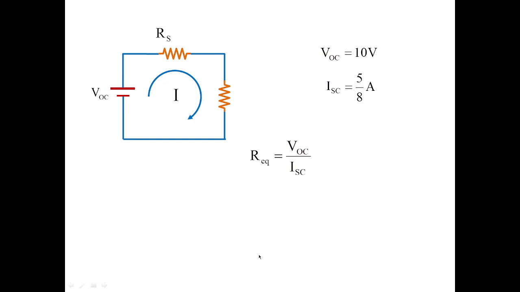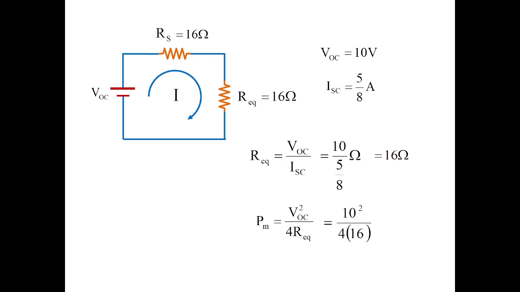Now that the open circuit voltage and short circuit current are obtained, calculate R equivalent, which is VOC by ISC. That is nothing but 10 divided by 5 by 8. This 8 goes to the numerator; 5 2s are 10. Now 2 multiplied by 8 gives the value of 16 ohms. So this is the value of R equivalent or load resistance, which should be made equivalent to the source resistance. Then we can obtain the maximum power, which is equal to 10 square by 4 into 16, which is nothing but 100 by 64, giving the value as 1.56 watts. So this is how we solve the problems involving dependent sources for the maximum power transfer theorem.